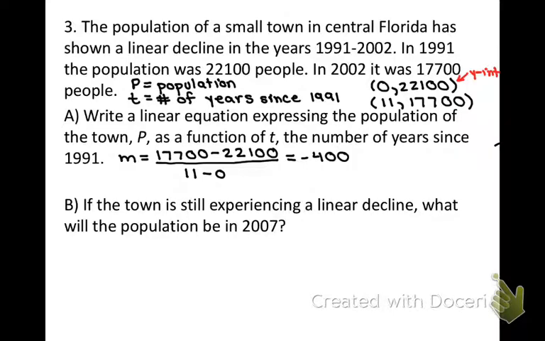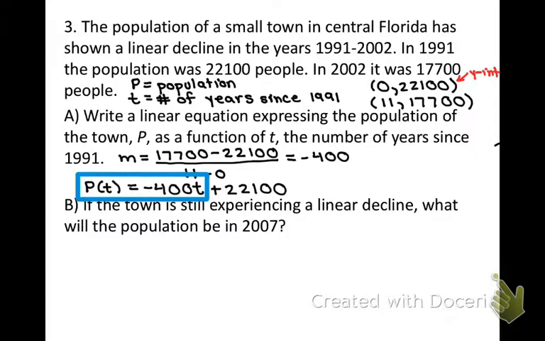All right, we've got our slope, negative 400. We have our b value, 22,100. Let's write our equation. We get P of t equals negative 400t plus 22,100. Voila.